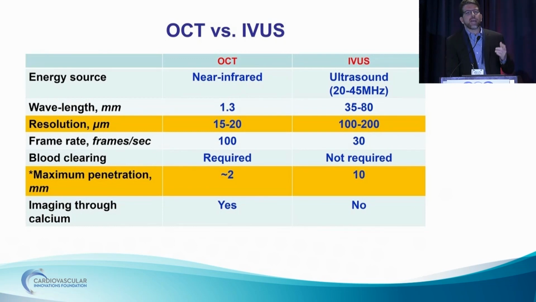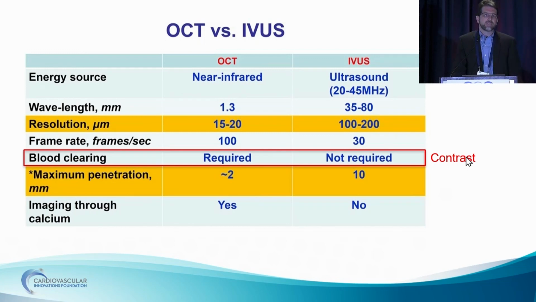The advantage of IVUS over OCT is the penetration. So when you have large vessels, you can use IVUS so that you can see beautifully all the layers of the vessel. If you're using OCT, sometimes you can miss some part of the vessel. So for large vessels, we prefer to use IVUS.